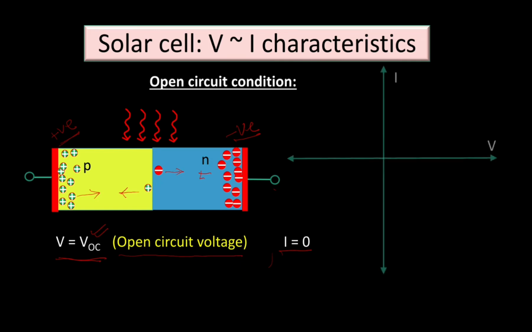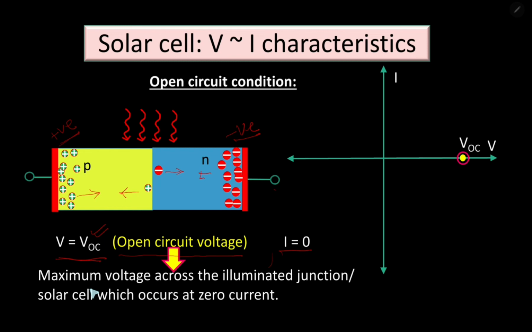Now let us plot this point on the IV characteristics curve. So V equals VOC. At that time I equals 0. I equals 0 means we will be getting the point on this axis, right? I is 0. So on this axis, let some point here we are getting VOC. So this is the point we obtained for the open circuit condition. Here we got one definition, that is open circuit voltage. This is the maximum voltage across the illuminated junction or solar cell, which occurs at 0 current.